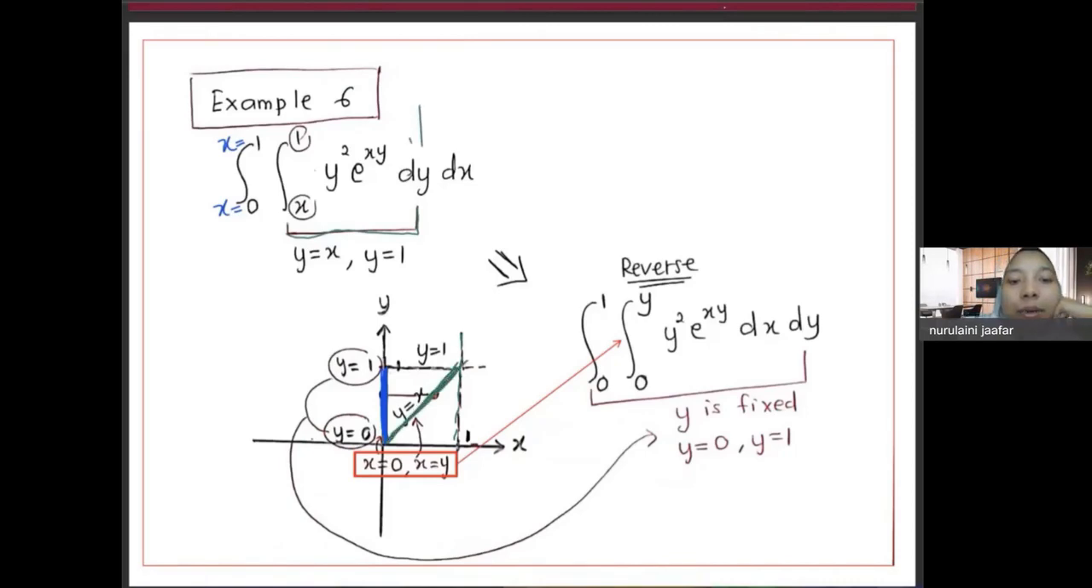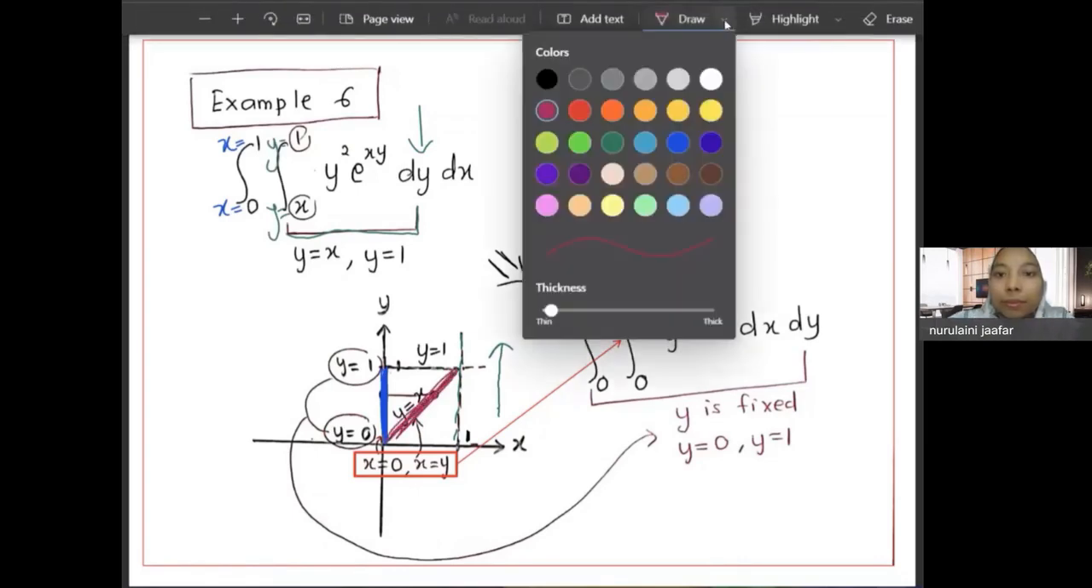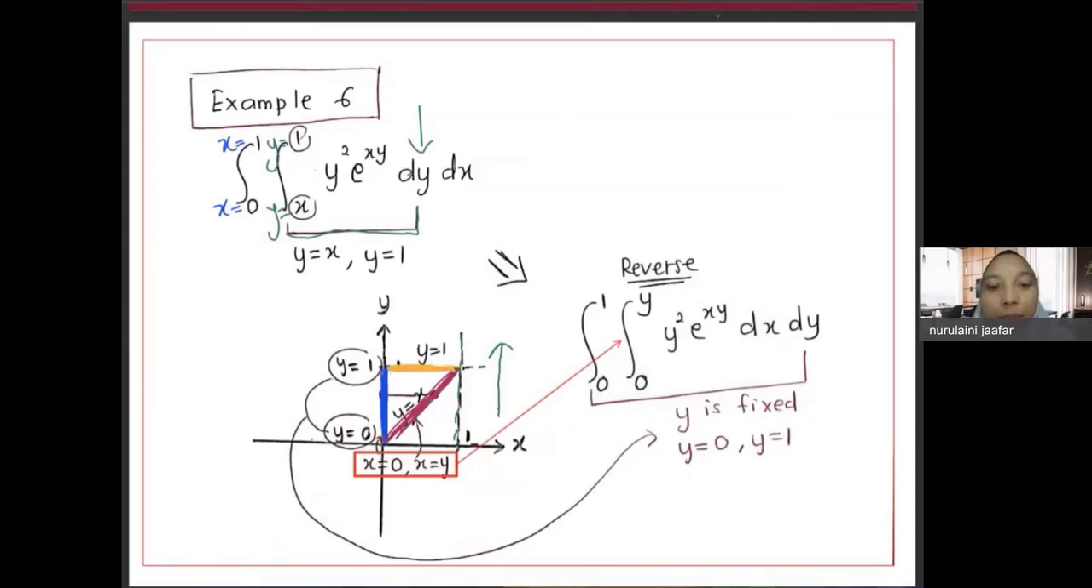And then this is dy, class. Remember, if it is dy, it means you will integrate from here to here. So what is dy? dy is from y equal to x, this one, until y equal to 1, this one. From the question, you know that the region is this one.